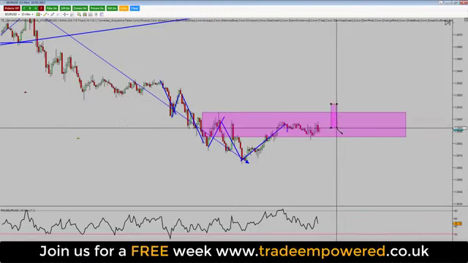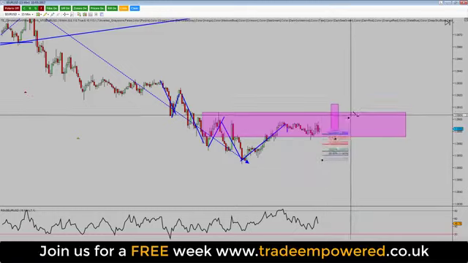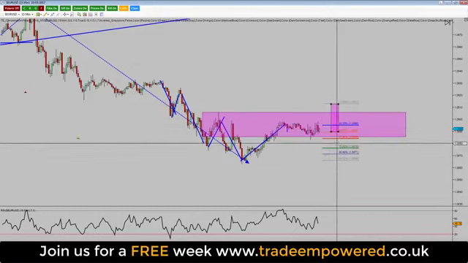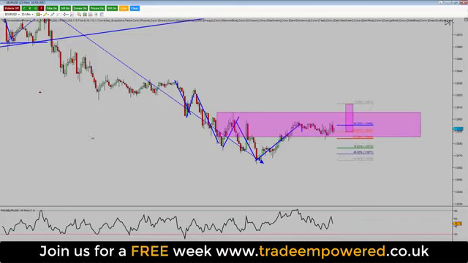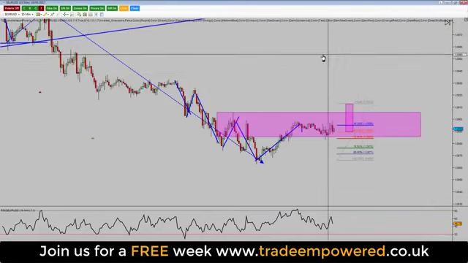Front run by 1 pip. I want a minimum 1-to-1. I'm shooting for a retest of the lows. We're going to go down to... Yep. Do you know what, guys? I'm going to short this.